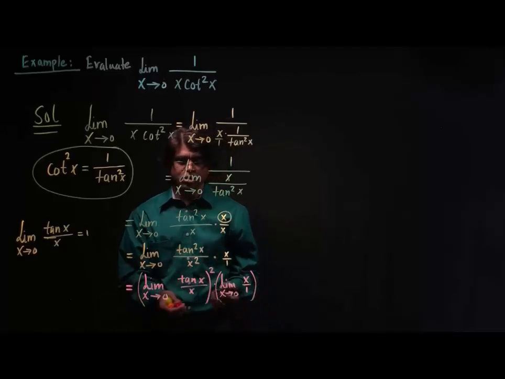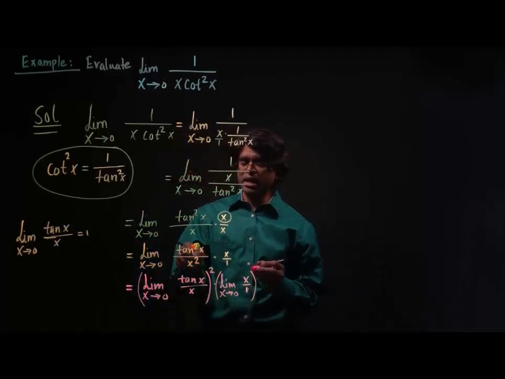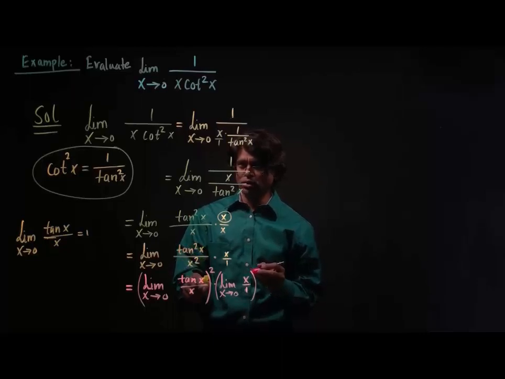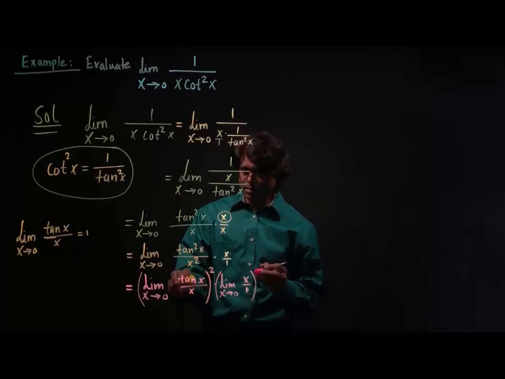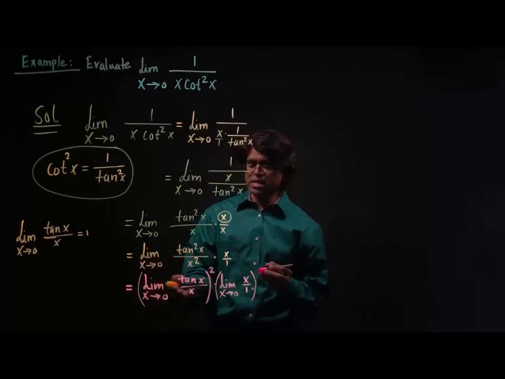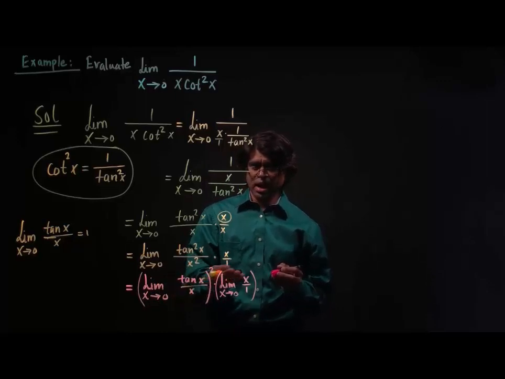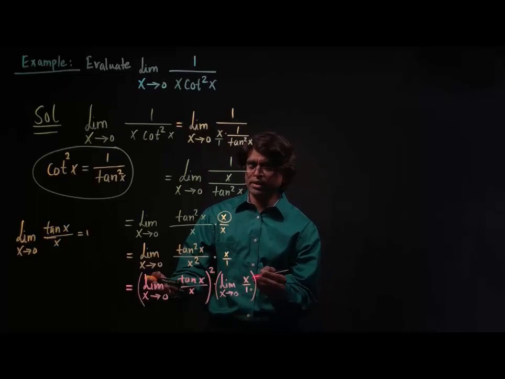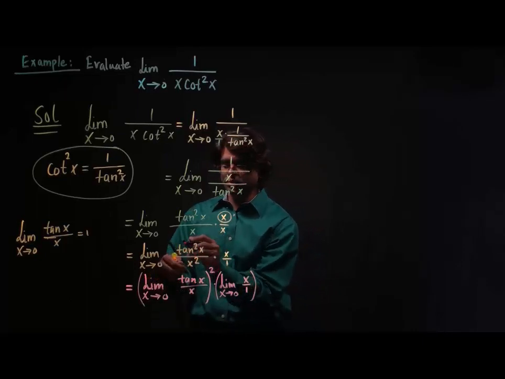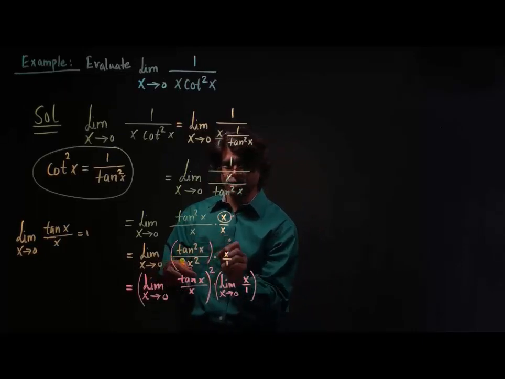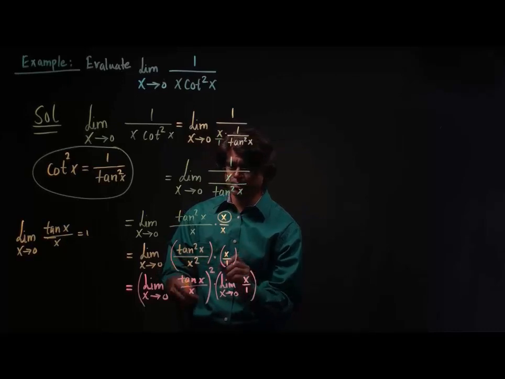Now what did I do? I just simplified tangent square x over x squared as tangent x over x whole square, because if I simplify the whole square term, I will basically get this term. So basically, I'm taking the limit inside with tangent x over x function and x function, because I'm separating the limit of the first term right here and the second term right here.